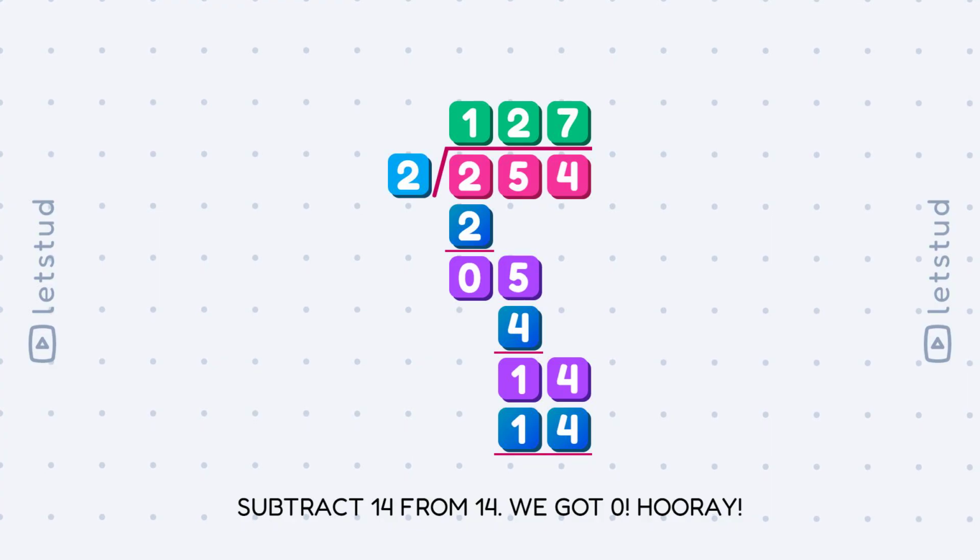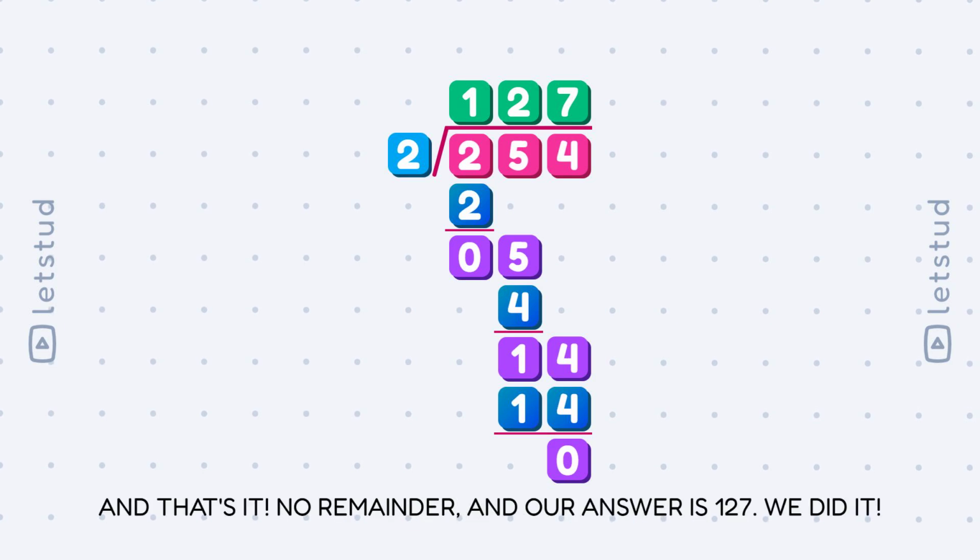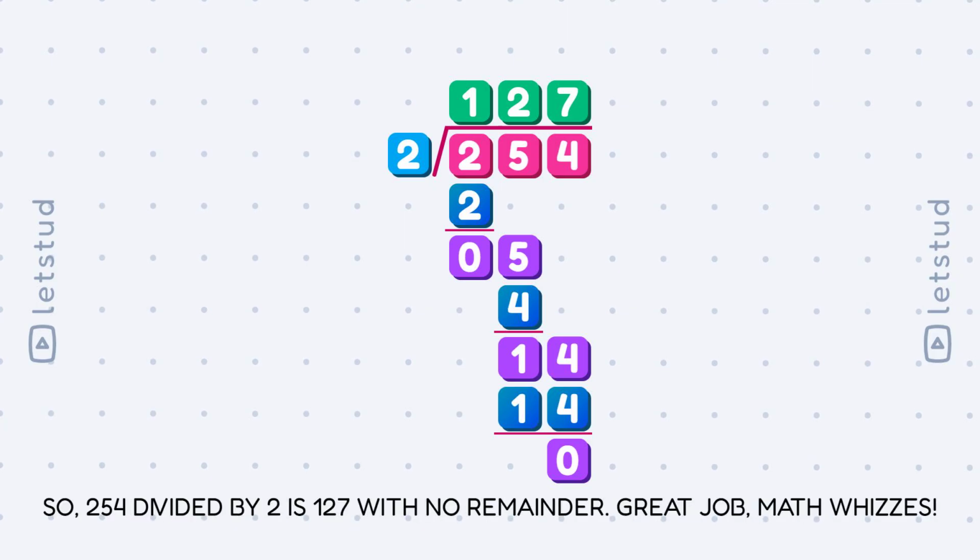Hooray. Amazing work, you solved it. And that's it, no remainder, and our answer is 127. We did it. So 254 divided by 2 is 127 with no remainder.